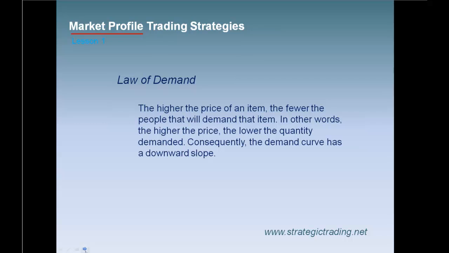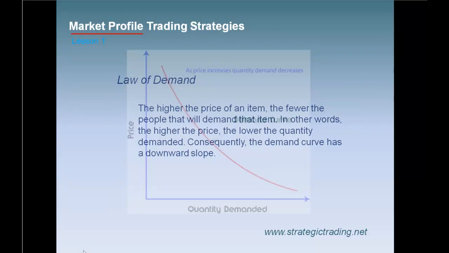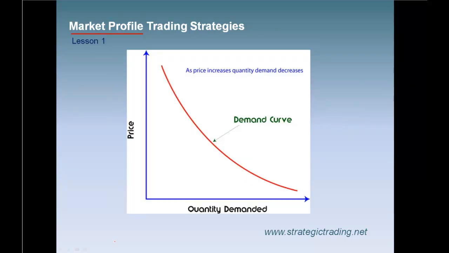So for instance, it would only make sense that if the price of gasoline went up to $10 or $20, certainly fewer and fewer people will be willing to use gasoline. The higher the price, the lower the quantity demanded. And consequently, the demand curve has a downward slope, as you will see on this chart. That is typically what a demand curve looks like.